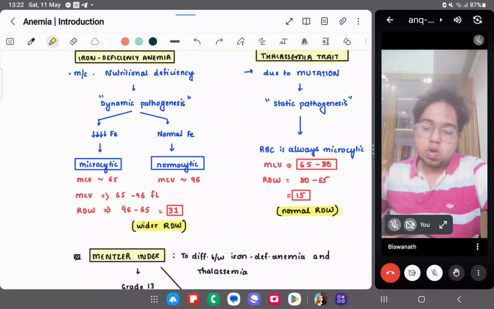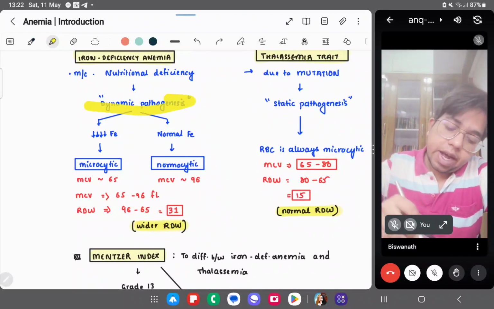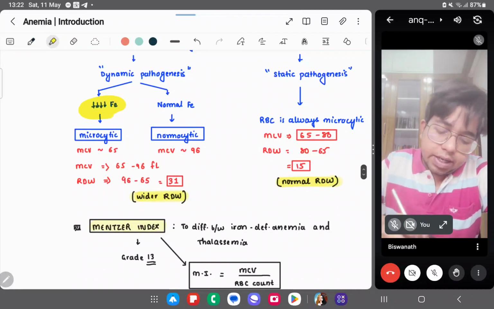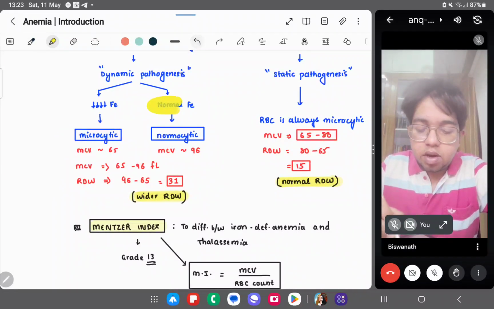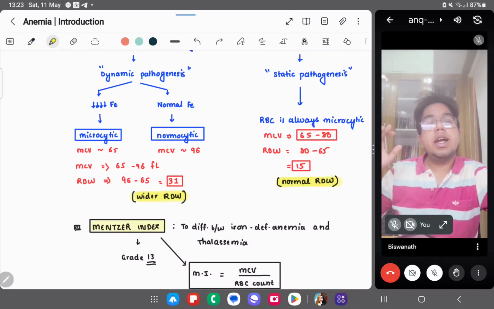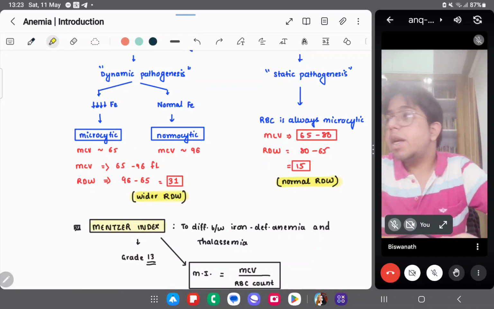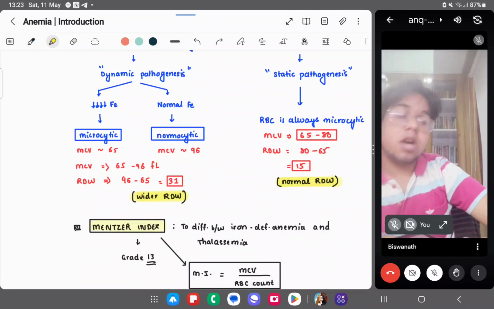So nutritional deficiency anemia will have a dynamic pathogenesis. That's why with decreased iron, it is microcytic anemia, and with normal iron, normocytic anemia. Iron deficiency anemia can manifest as microcytic or normocytic anemia.